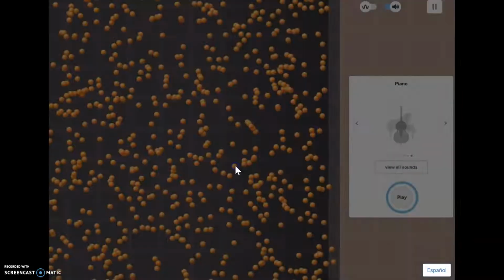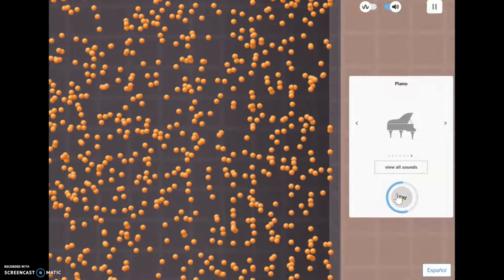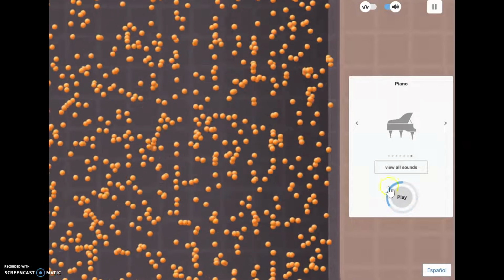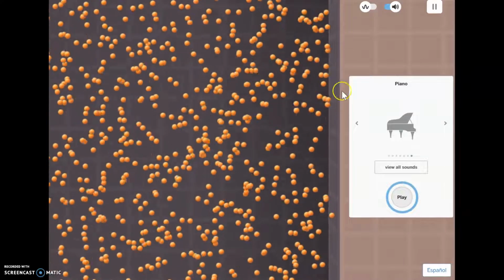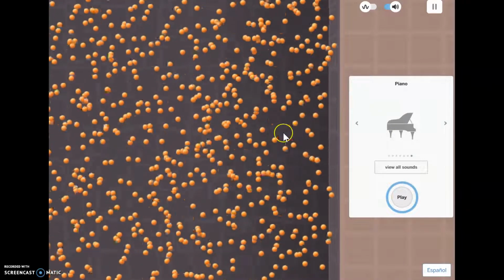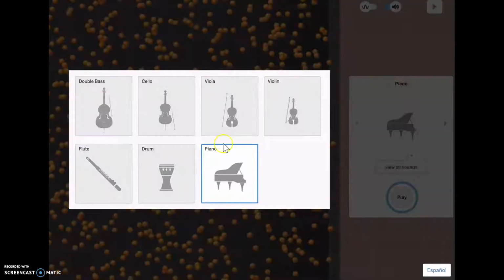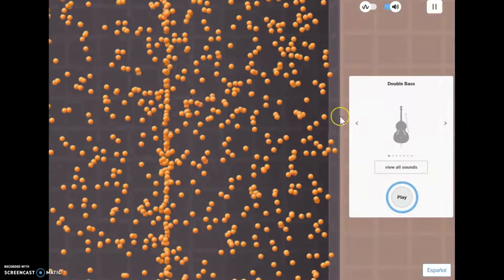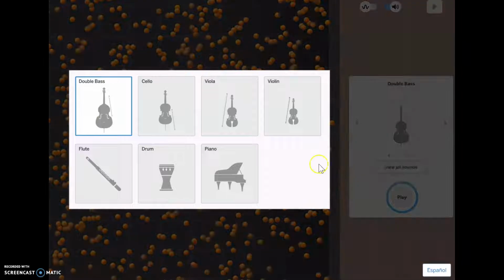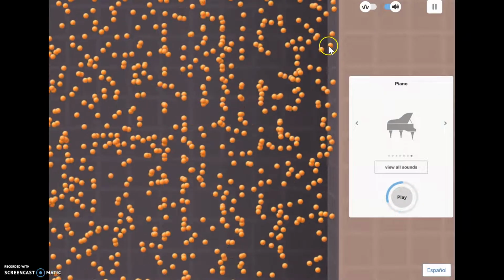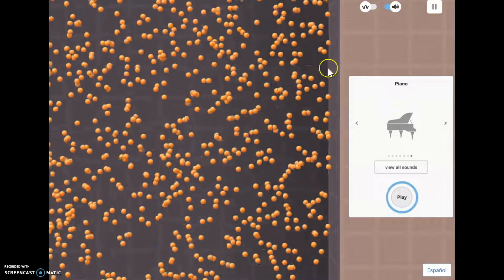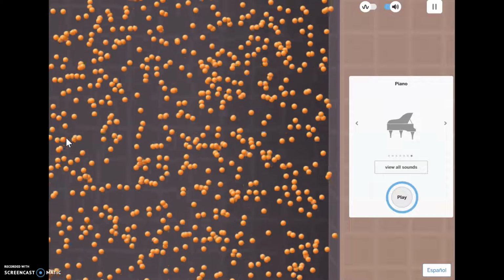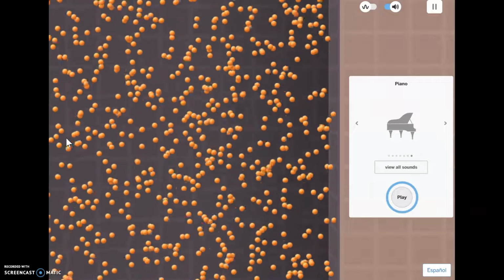Okay, and let's try the piano. Okay, it seems like each one of these dots are definitely vibrating really fast when we play the piano. In the double bass, they were still vibrating, but it was much slower. It's kind of slow motion, but you can still see that they're kind of shaking back and forth. And in both instruments, each dot isn't moving too much. It's vibrating, but then it crashes into another dot, and then that dot crashes into another one. And they kind of push each other across the screen.